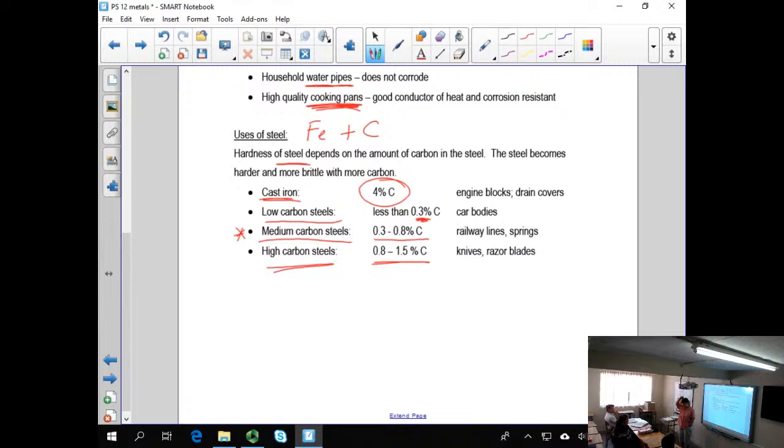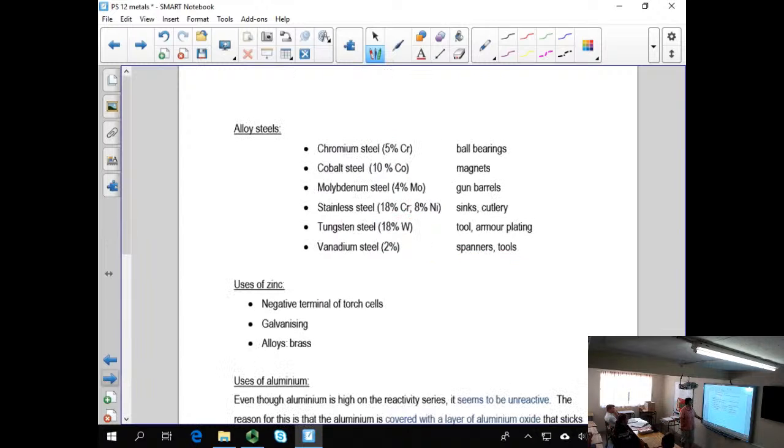Then the high carbon steels, 0.8 to 1.5%, we use them in knives, ones that they show on television how they are forged in fire. That would be fairly high carbon steels because those blades must be fairly rigid and strong, and it must be able to keep its sharpness. So razor blades and knives are made from high carbon steels.